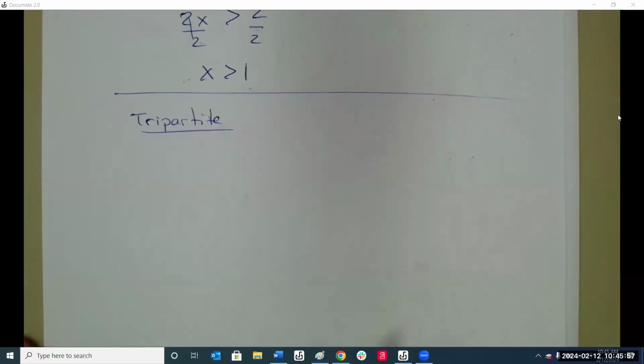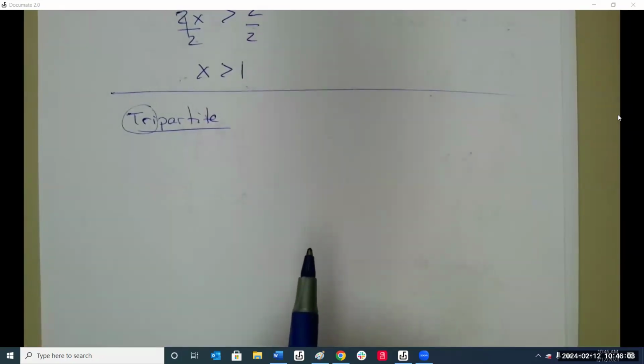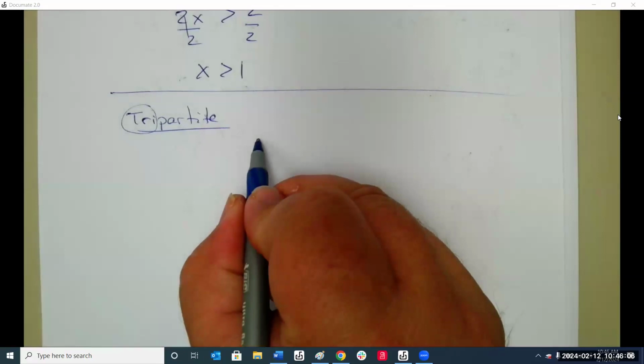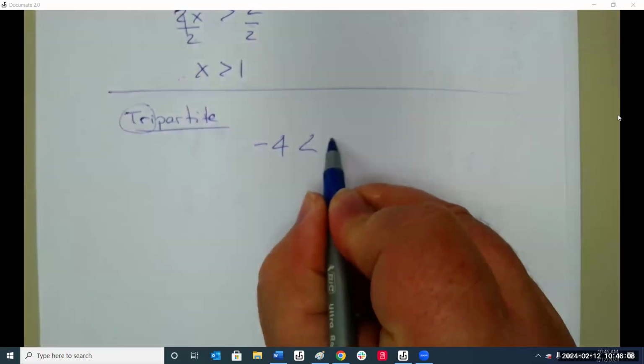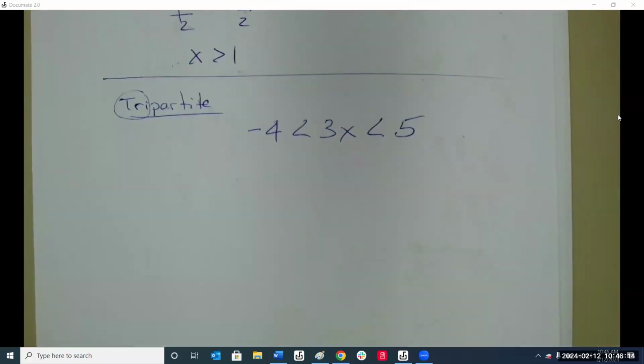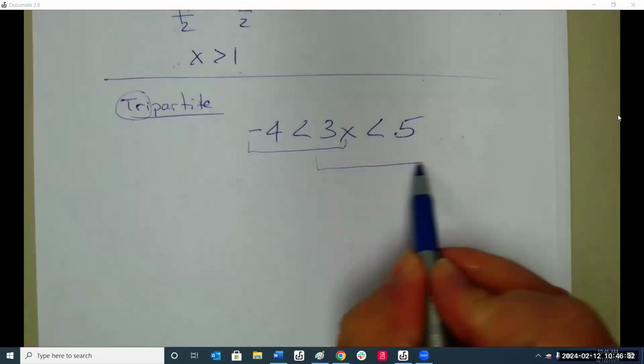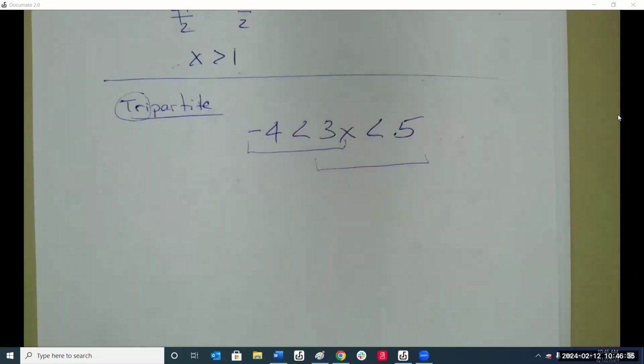Tripartite. What does tri mean? Here's an example of a tripartite equation. You have 3 parts. This actually has 2 equations at one time. We have this equation and we have this equation. They just happen at the same time.